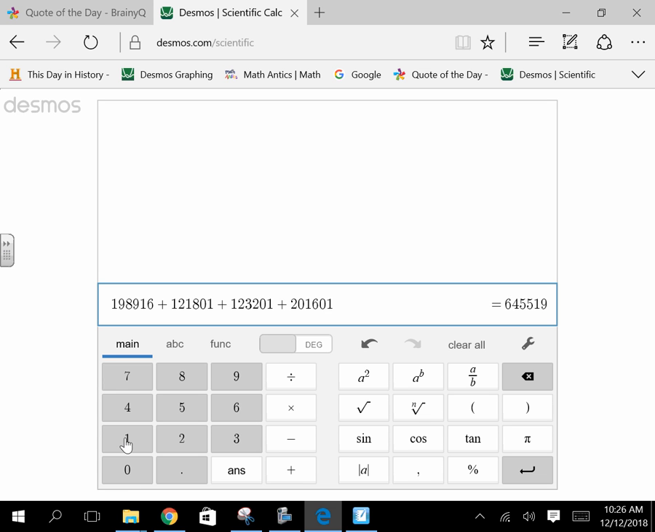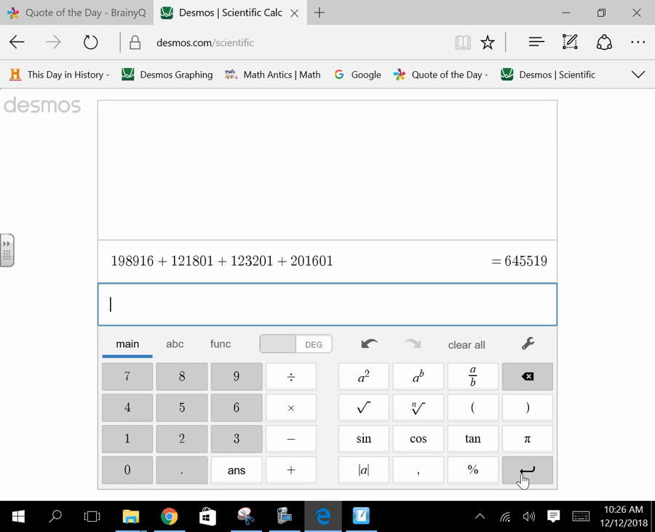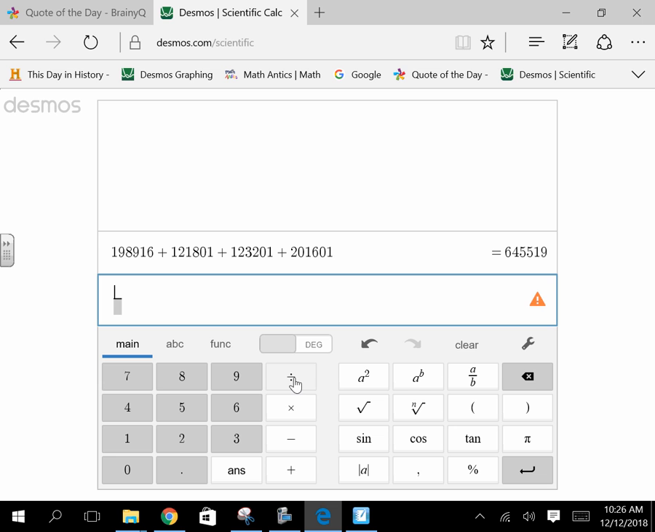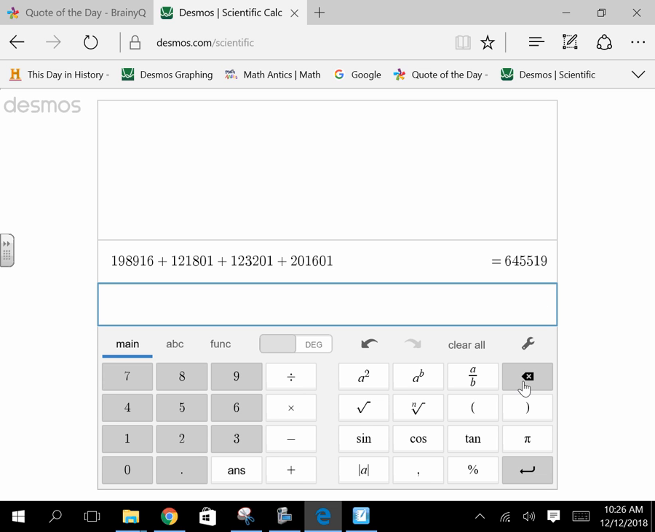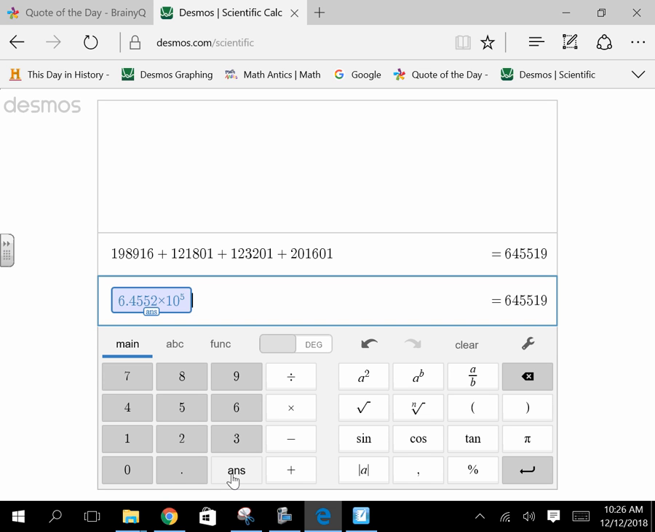Okay, there they are. I like this calculator. It's Desmos. If you go to Desmos Scientific, it's really nice. You put them all in at one time. Now, I'm going to press equal. Okay? I'm going to divide that by 4. So what I got to do is take the answer, divided by 4.